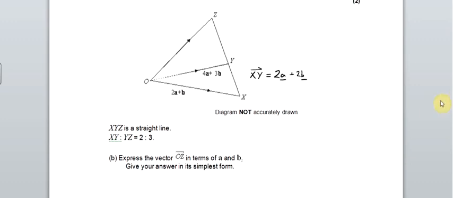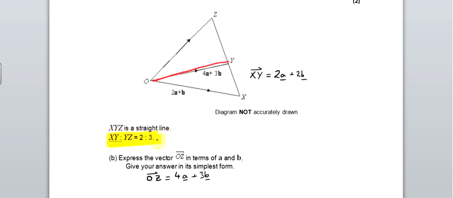So we are after the vector o to z, and we can't go along that line because we don't know what that line is, so we have to go along lines we know. So we can go along here. So the first part of it, o to z, is clearly going to be along this vector here, and we know what it is. It's 4a plus 3b. Now the question is, what's this bit here? And for that we're going to need to understand this piece of information here.